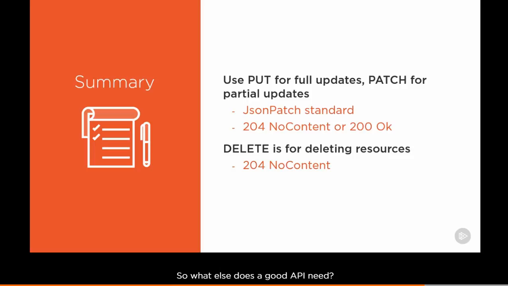So what else does a good API need? Well, I'd say a certain amount of logging is definitely required. ASP.NET Core has a built-in logger service that we can use for that. But before we can use that, we must look into one of the most important ASP.NET Core concepts, working with dependency injection and services. That's coming up next.